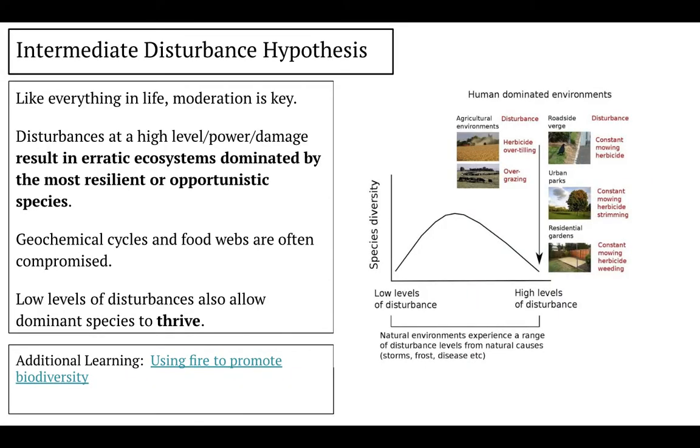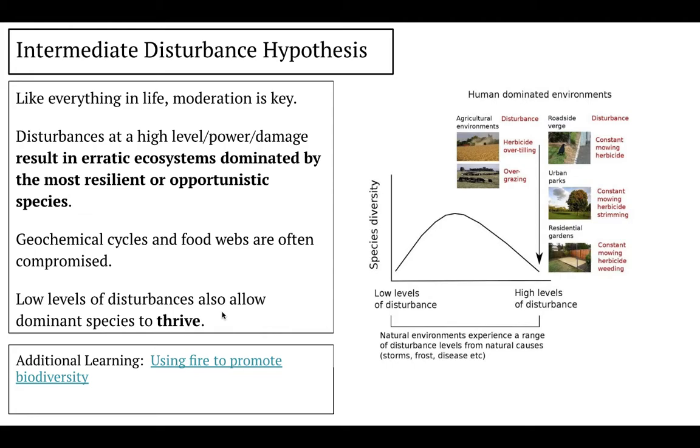Now, how those disturbances impact the pre-existing ecosystems is known as the intermediate disturbance hypothesis. Like everything in life, moderation is key. So when we think about disturbances like forest fires or effluent pipes releasing raw sewage, disturbances that are at a really high level or power or damage capacity result in erratic ecosystems that are really damaged, but also are really dominated by the most resilient or opportunistic species. You're not going to have a biodiverse ecosystem, which means things like geochemical cycles and food webs are really compromised.